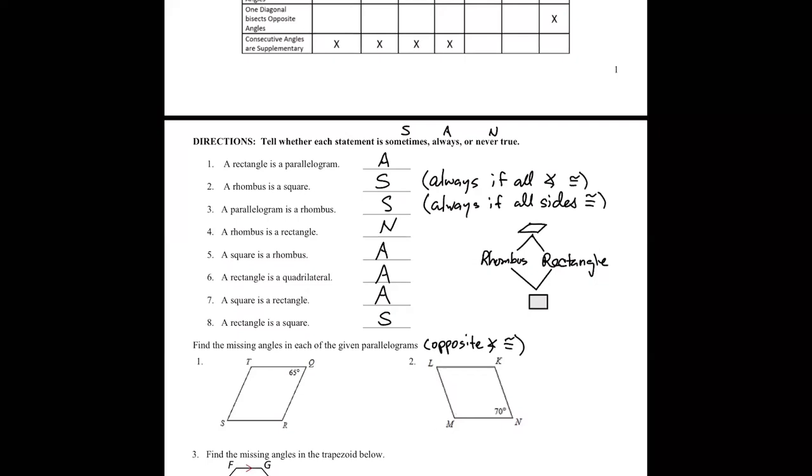Again, I get stuck on the whole family tree reference. The ancestor is the parallelogram. Anything that follows beyond that would also have the properties of a parallelogram. So whether it's a rhombus or a rectangle or a square, they're all going to have that characteristic of opposite angles being congruent. So 65.